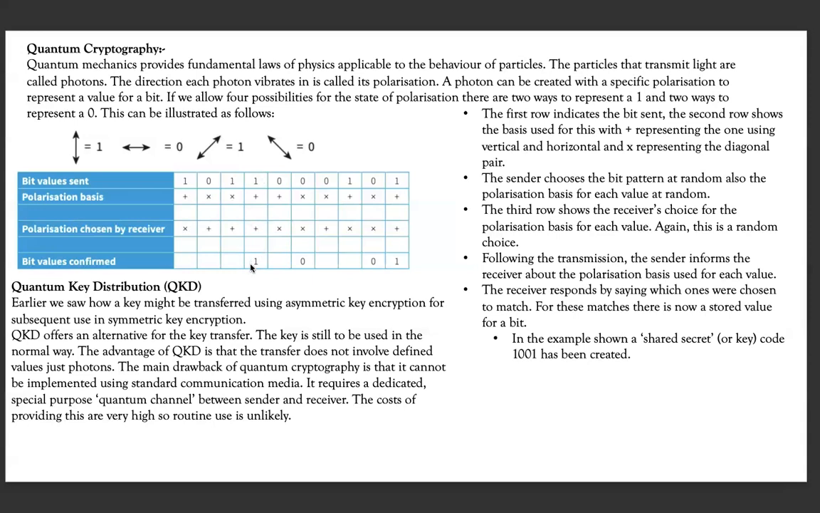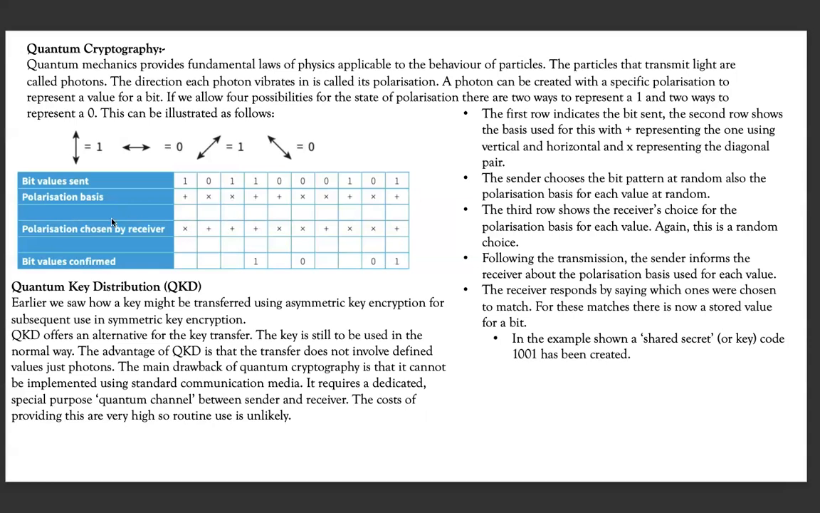Again, a little caution here: it isn't necessarily one, it could be zero as well, but still the filter is right. Anyway, so the second is wrong, but this one is okay. For this bit, the sender says I used diagonal, the receiver says I also used diagonal, so this is also confirmed. This one is wrong, this value is confirmed, and this one also matches.